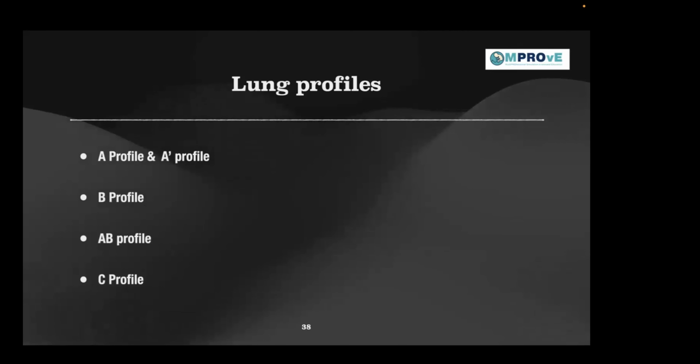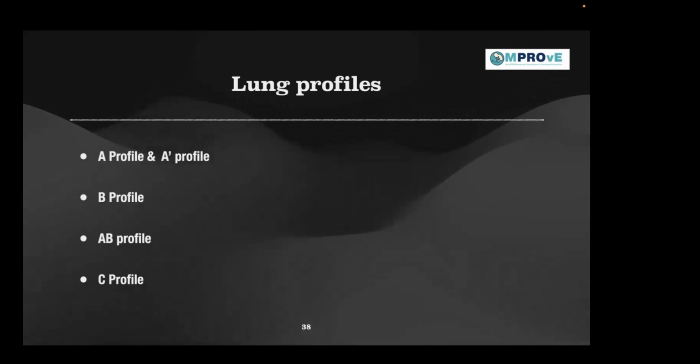A for air. Then you have B profile, anything that fills up the pockets of air with fluid, blood, whatever, anything that is liquid will give you B profile. And a combination of A and B, if you can see both, it's AB profile. And then there is a C profile. We'll talk about the C profile when we come to the images, but this is consolidation. So if you have a consolidation, C profile, very straightforward. A, B, and C profile.